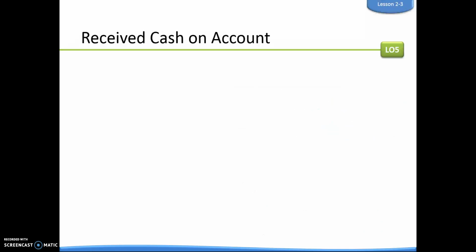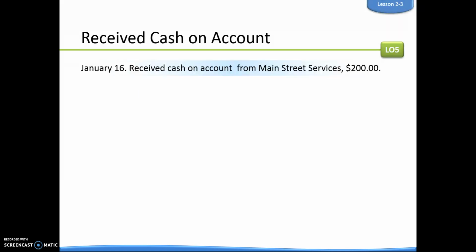Lastly, we need to talk about when we receive cash on account. This is for those people, if you remember, we sold services to Main Street Services, our accounts receivable account, and they had not paid us yet. Eventually, down the road, you can see it's probably about a week later, we received cash on account from Main Street Services for $200. So they are paying us the money that they owe.